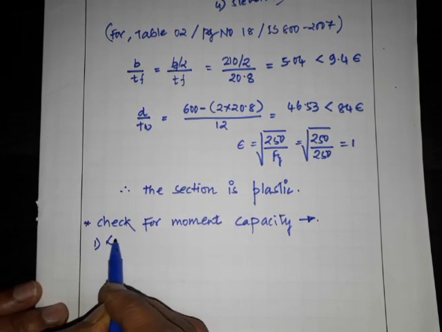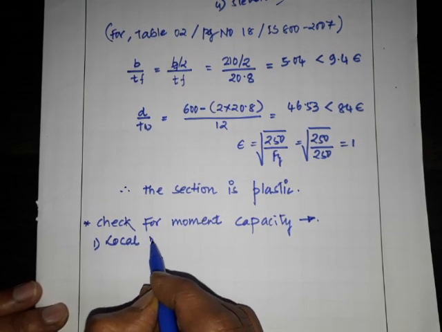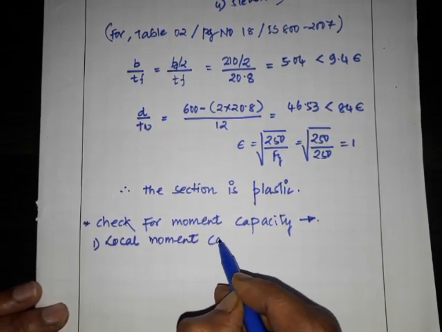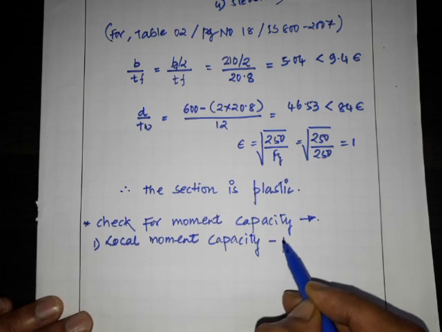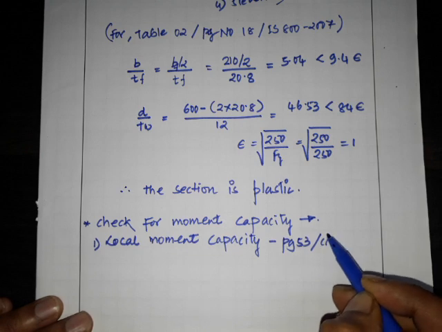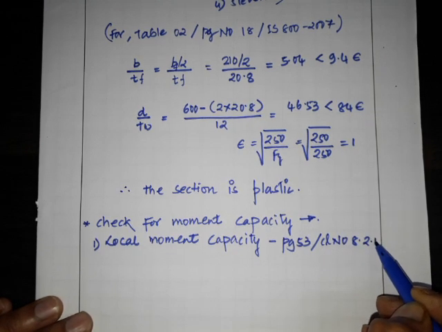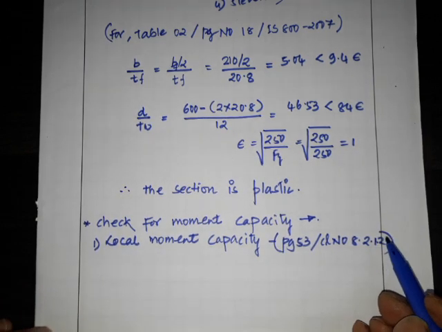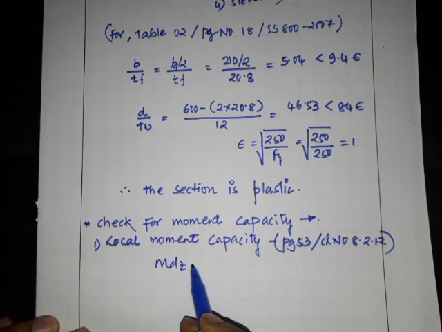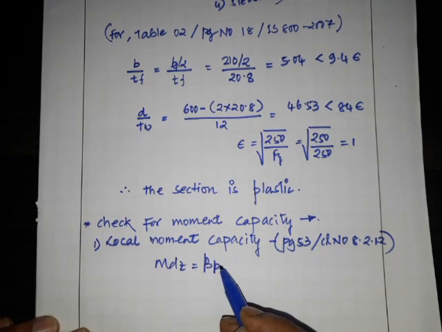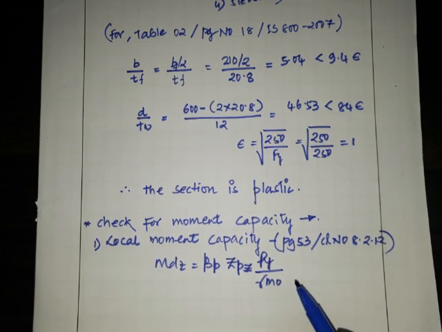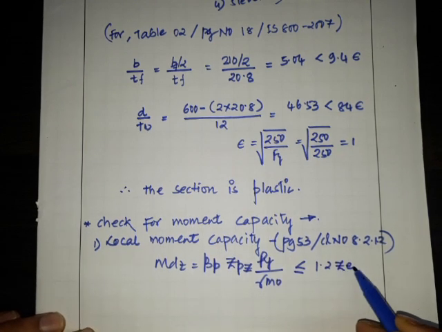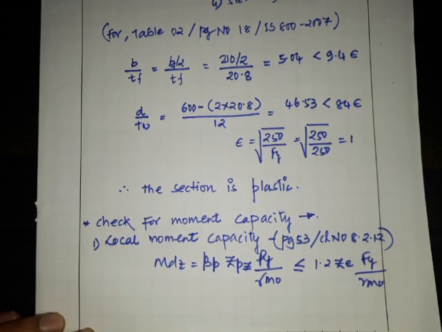First it is for local moment capacity. You have to refer page number 53, clause number 8.2.1.2, which is given by Md equal to beta b into Zpz into fy divided by gamma m naught, less than or equal to 1.2 Ze into fy upon gamma m naught.